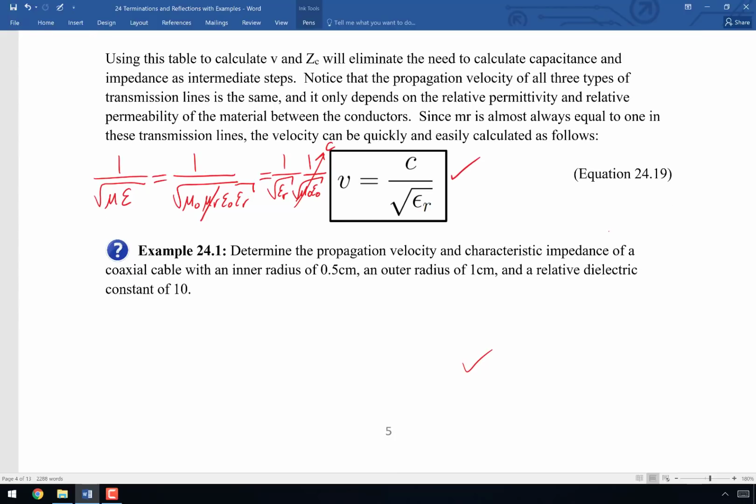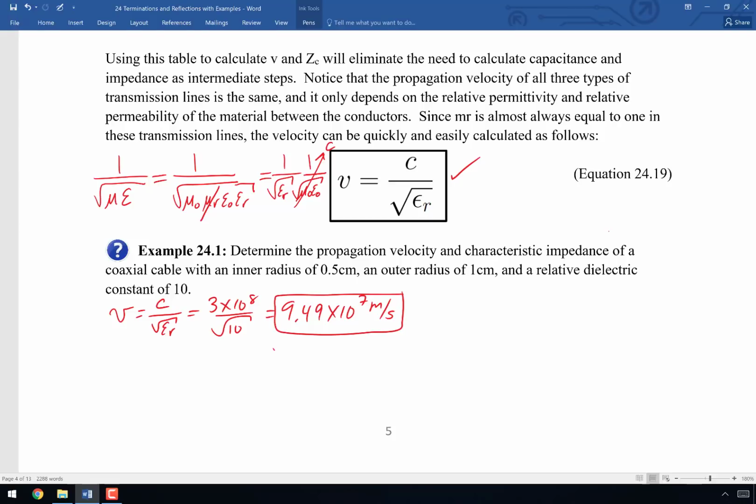Okay, so let's determine the propagation velocity and characteristic impedance of a coaxial cable with an inner radius of 0.5 centimeter, an outer radius of 1 centimeter, and a relative dielectric constant of 10. So velocity is the easiest. It's c divided by the square root of epsilon r, which is 3 times 10 to the 8th, divided by the square root of 10, which is 9.49 times 10 to the 7th meters per second. So as fast as that, we were able to calculate the velocity.